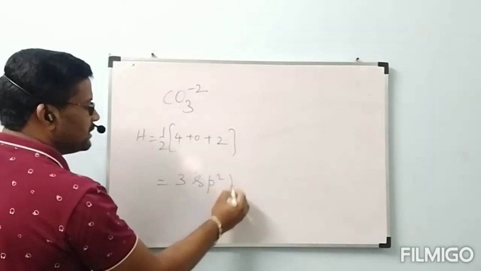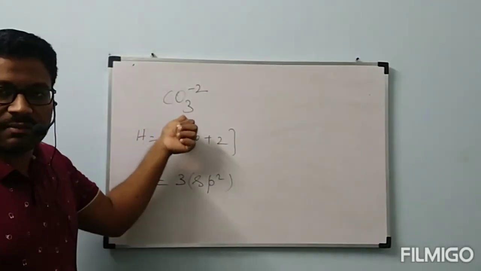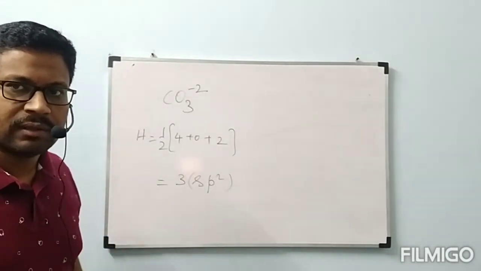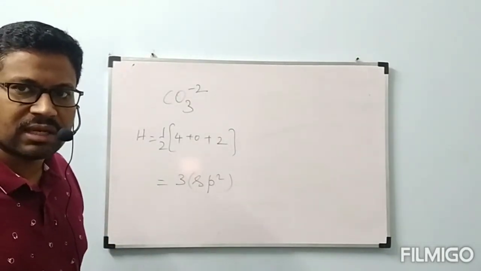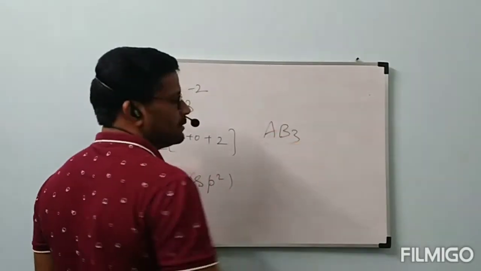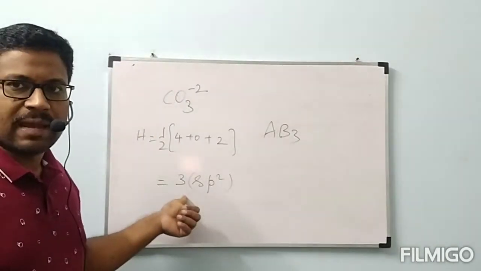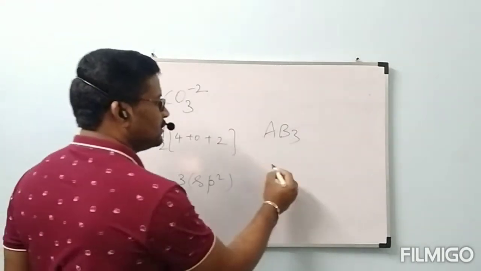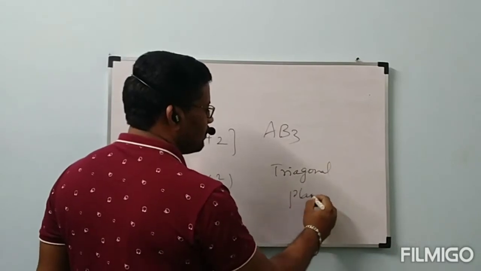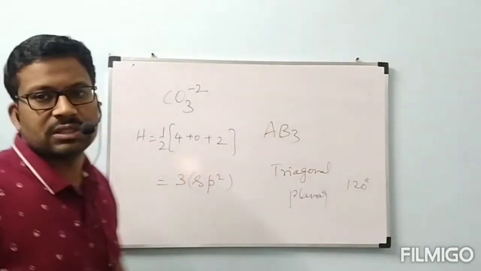3 means hybridization sp2. Now, 3 are there here, and the oxygen number is also 3. Both are the same. No lone pairs. All three are bond pairs, hybridization sp2, model AB3. Three bond pairs. AB3 means the shape is trigonal planar, and immediately the bond angle is also 120 degrees. In this way we can answer the question.